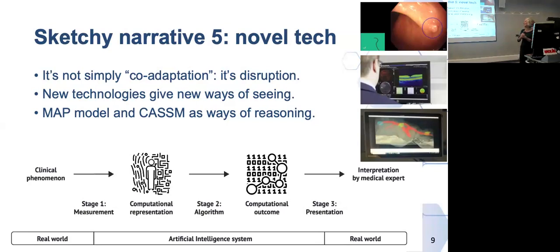So my final one of these kind of very sketchy narratives, which has taken me far longer than it should have done, is about novel technologies. There's a lot of talk about introducing disruptive technologies into healthcare, whereas in HCI we often talk about co-adaptation. The people and the technology learn to work together and adapt to each other over time. But it is disruption. Sometimes it's positive disruption, more often it's negative disruption. But one of my important perspectives in this area is that new technologies provide a new way of seeing, particularly in clinical contexts.